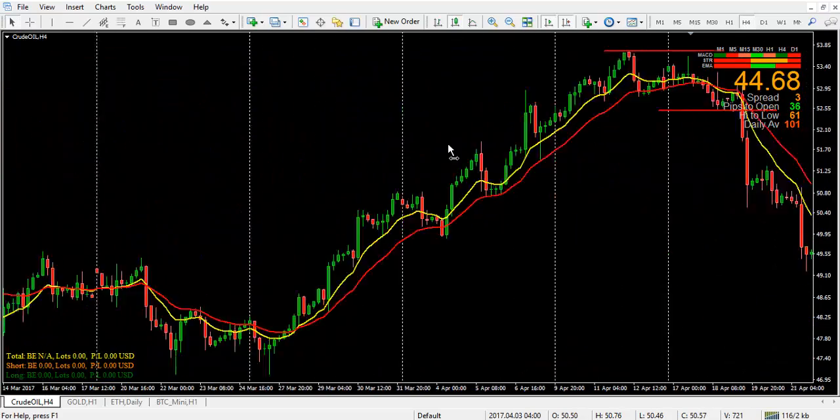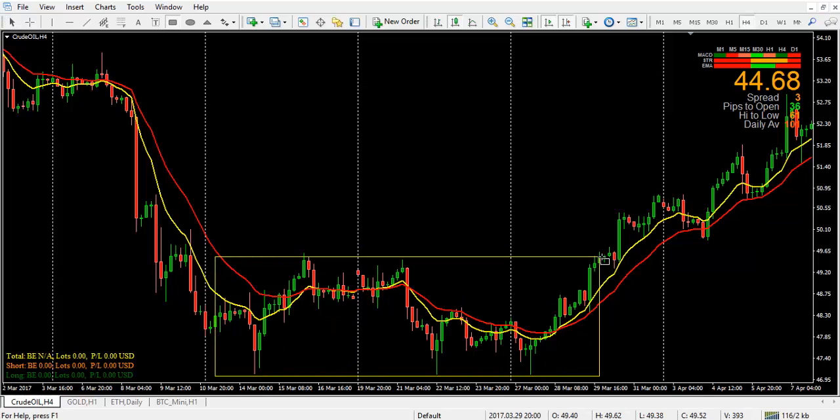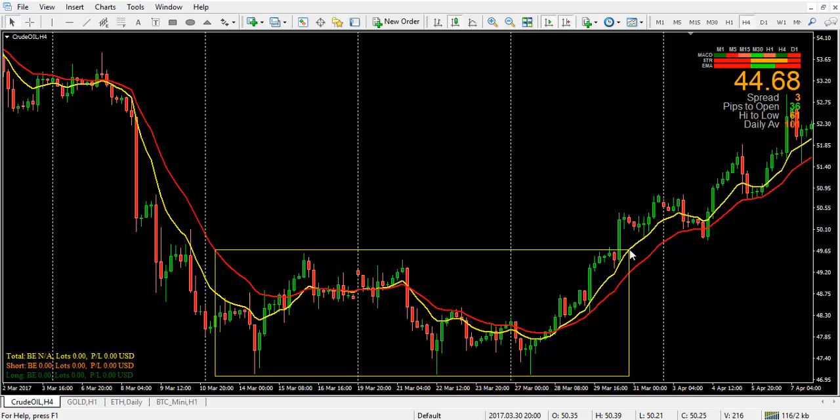Now, where is the problem? The problem happens when you have a sideways market like this. You see, this is a sideways market, and when the market's not trending, it's a real pain in the butt. So we have a cross here. I would enter here, okay, and then I'm getting confused here.